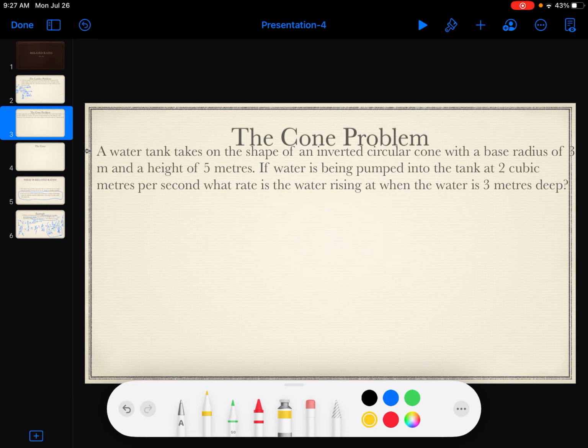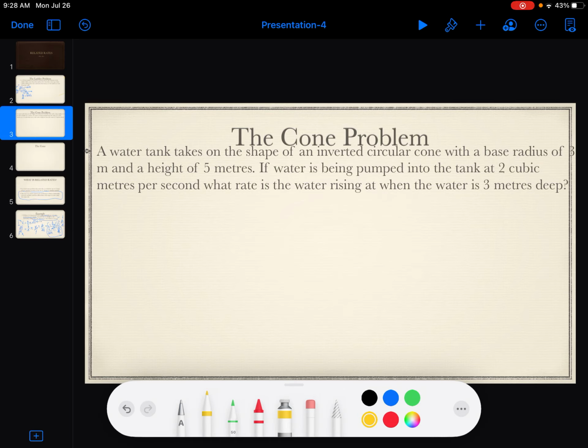Well, a water tank takes on the shape of an inverted circular cone, with a base radius of 3 meters and a height of 5 meters. If the water is being pumped into the tank from the top at 2 cubic meters per second, what rate is the water rising at when the water is 3 meters deep?